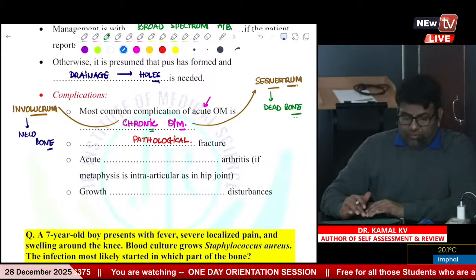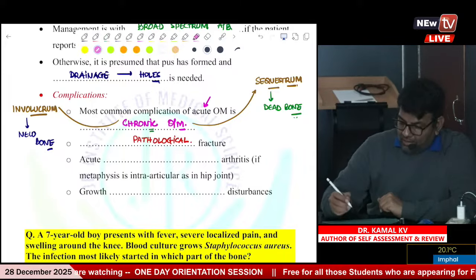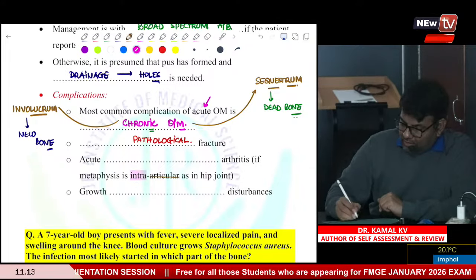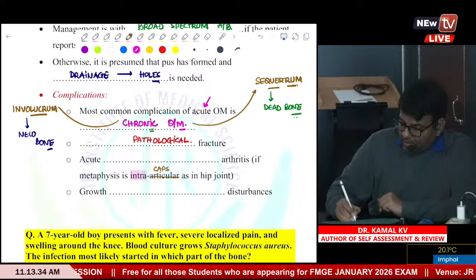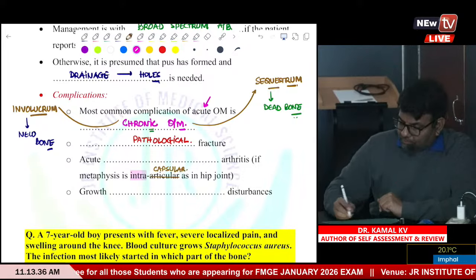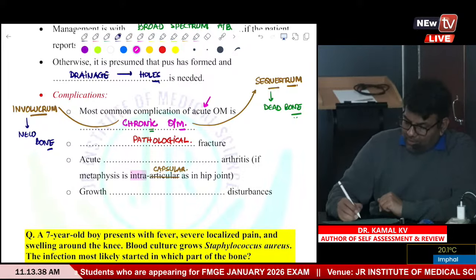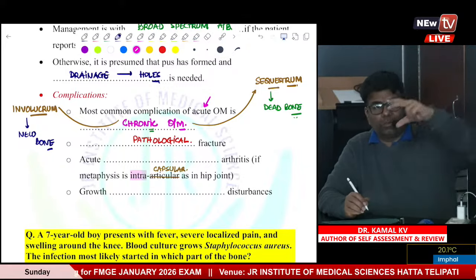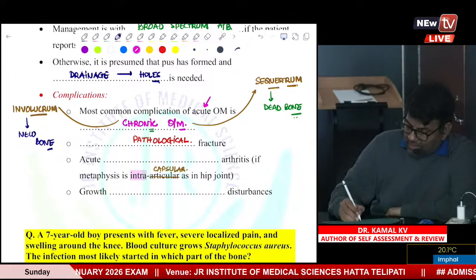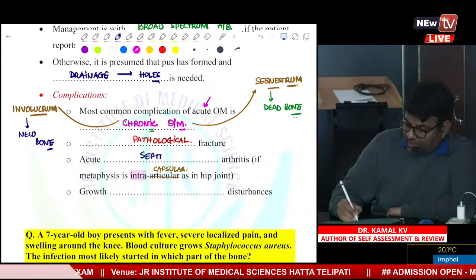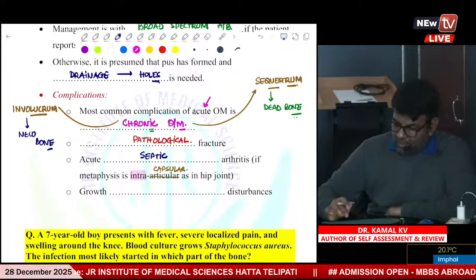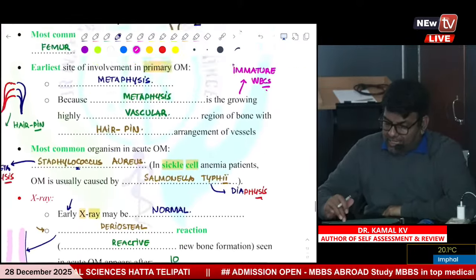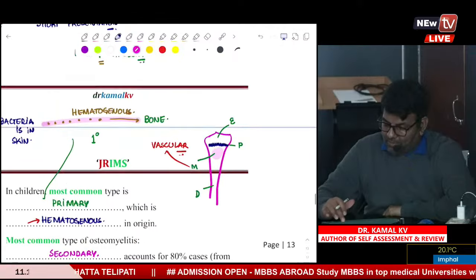Then particularly if the metaphysis is intracapsular, so we can write the word intracapsular here. What can happen? There is infection. The infection can spread to the joint, so it is known as acute septic arthritis. Normally what happens? The physis is resistant to infection, right?